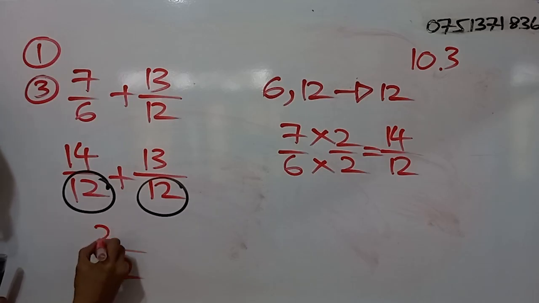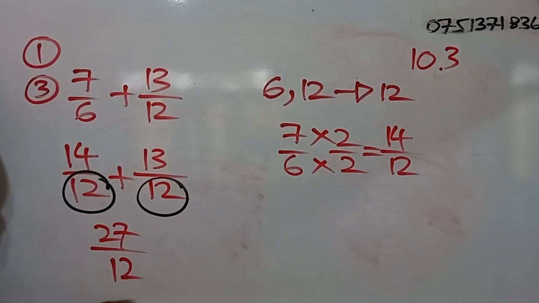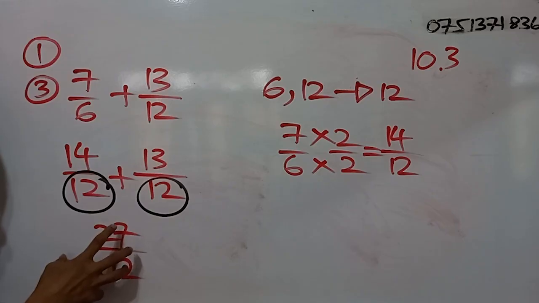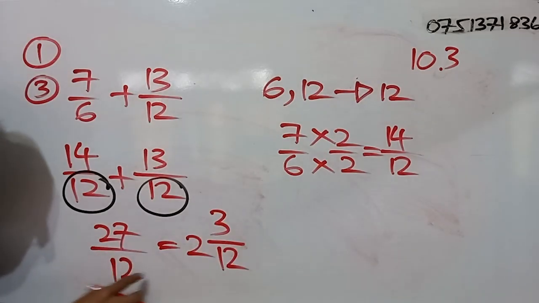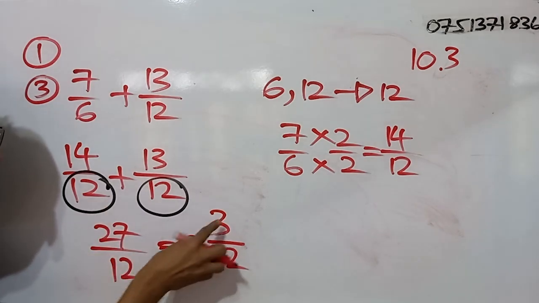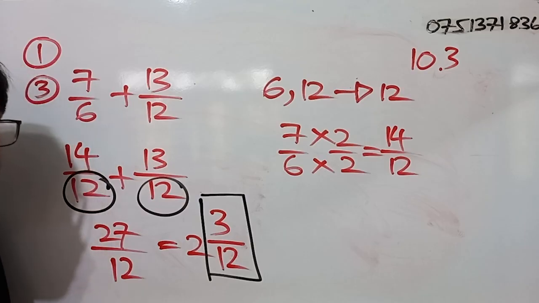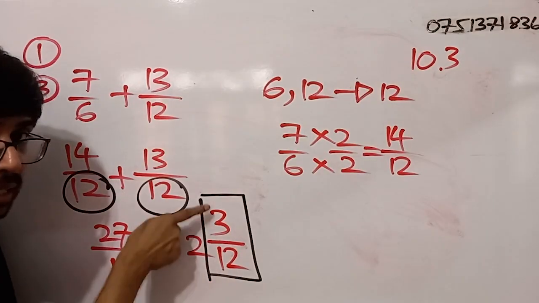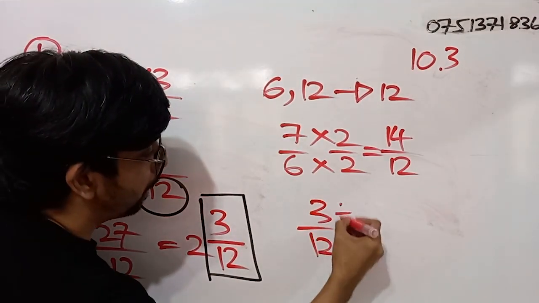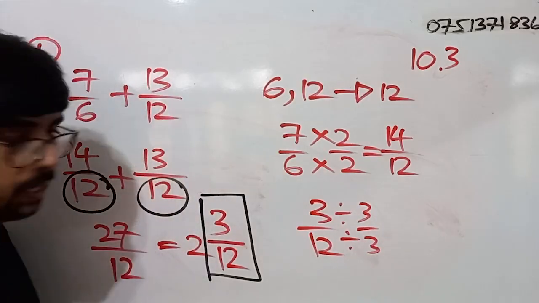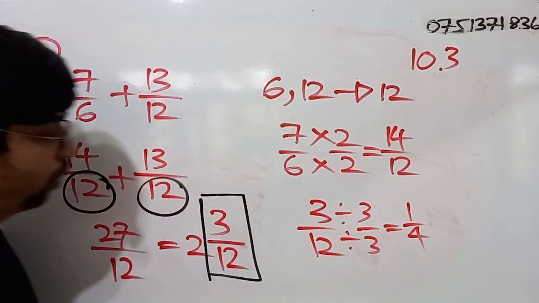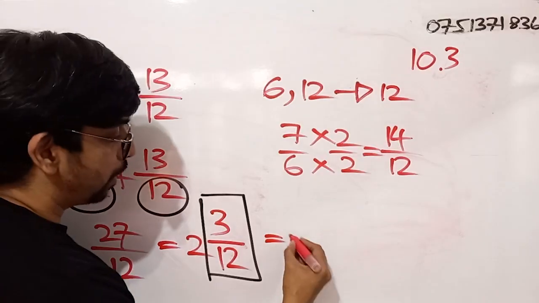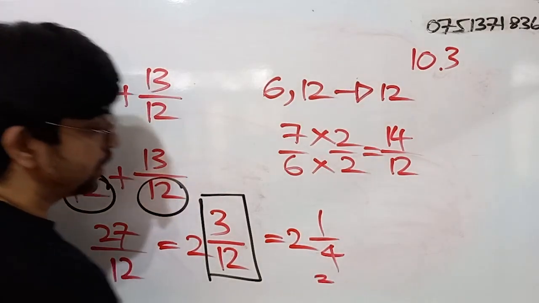What will be the numerator? 27. Again, what's the type of this fraction? Improper fraction. So definitely we have to convert this into a mixed number. When we convert this fraction into a mixed number, it will be 2 and 3 by 12. There's another thing that we need to do. In 2 and 3 by 12, the fraction part can be further simplified. 3 by 12, we can divide both numerator and denominator by 3. So what will it be? 1 by 4. So I can simplify this mixed number as 2 and 1 by 4. So this is the answer.